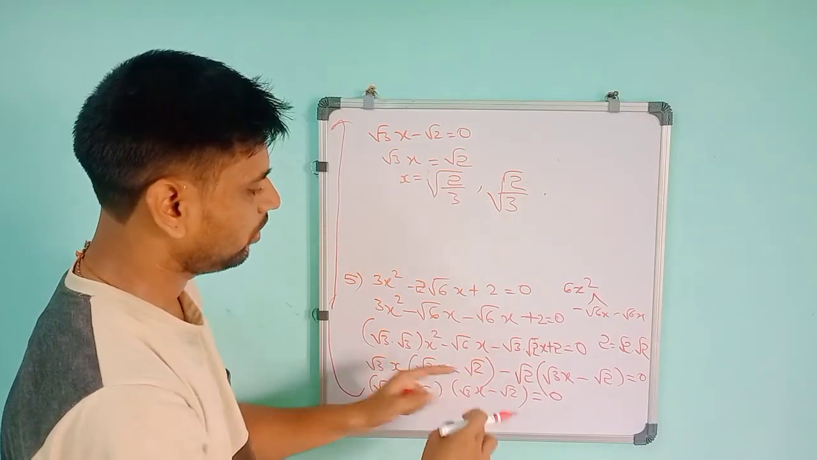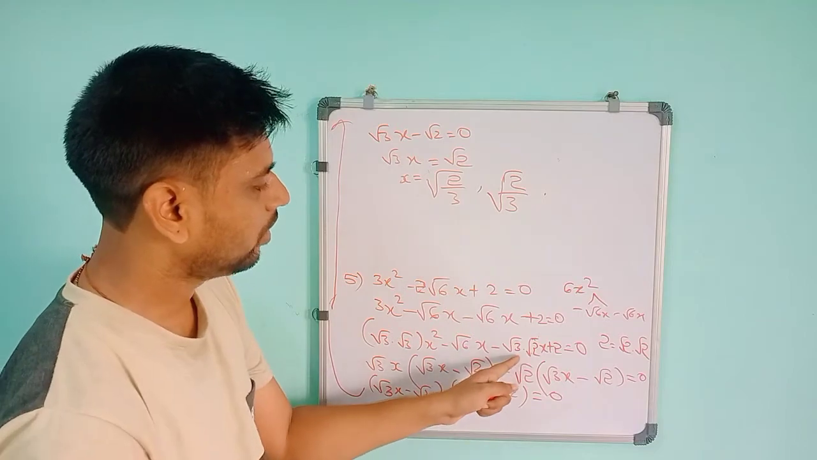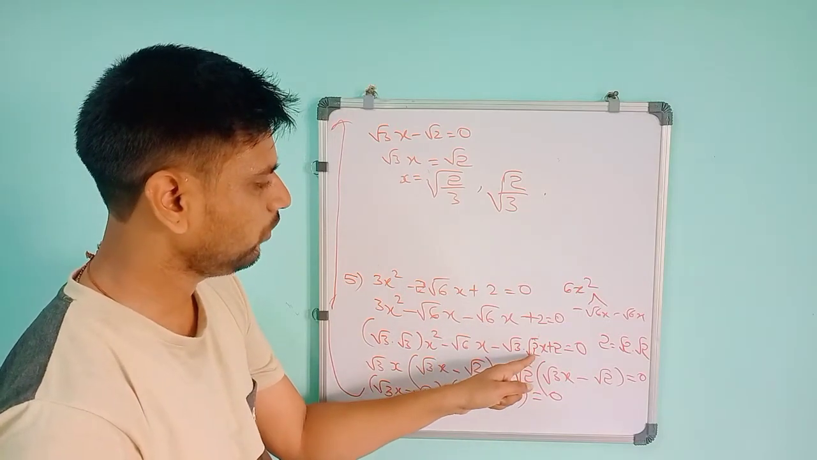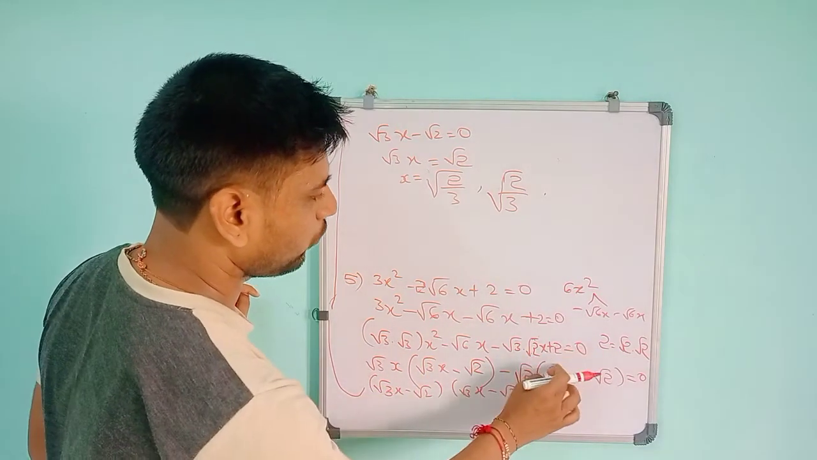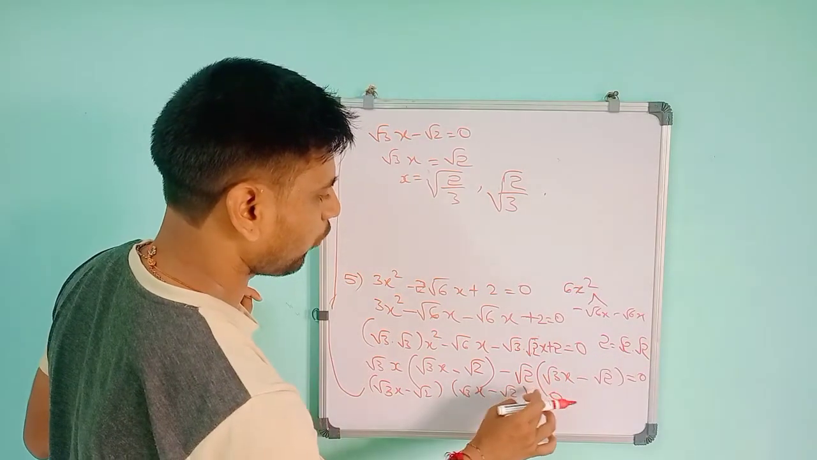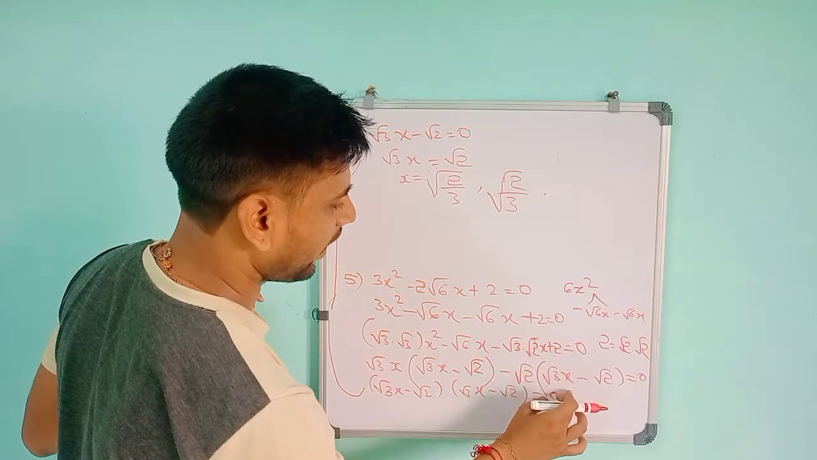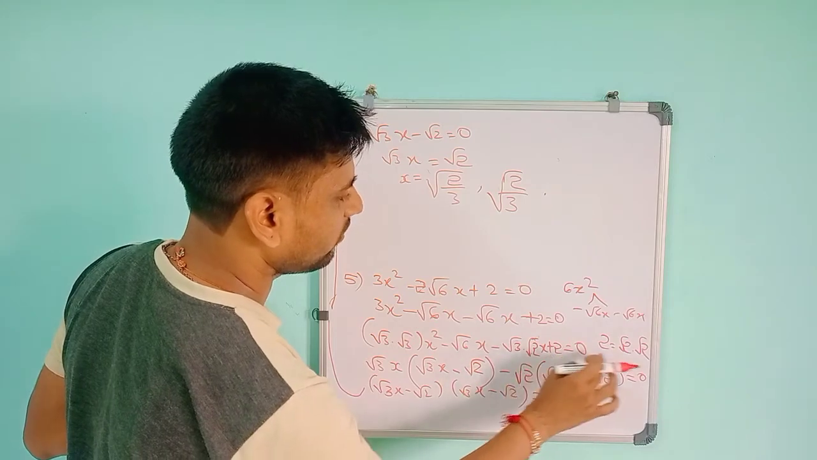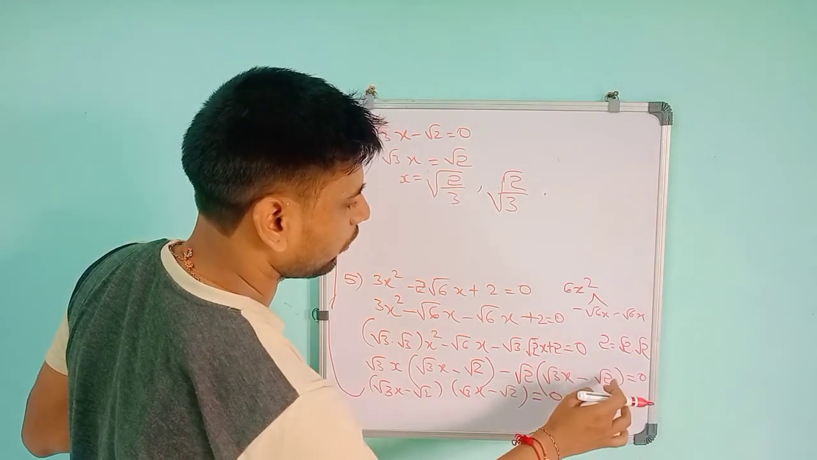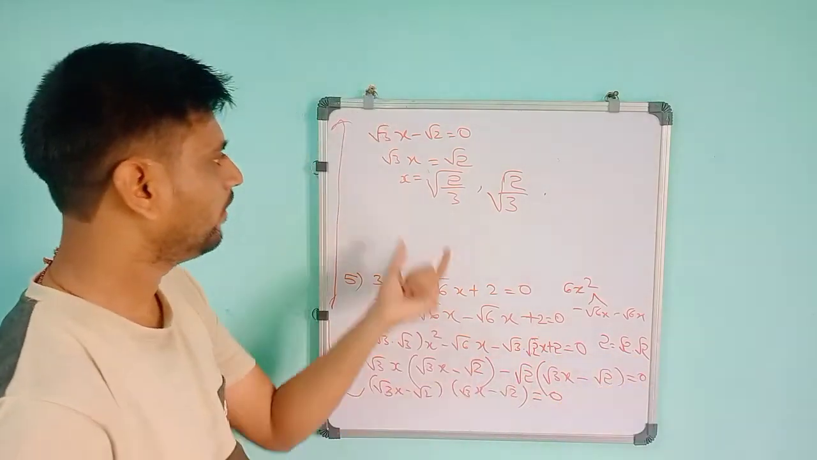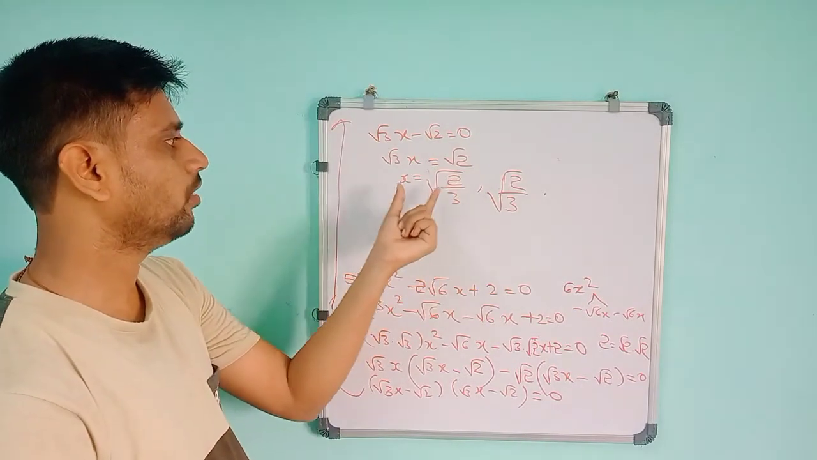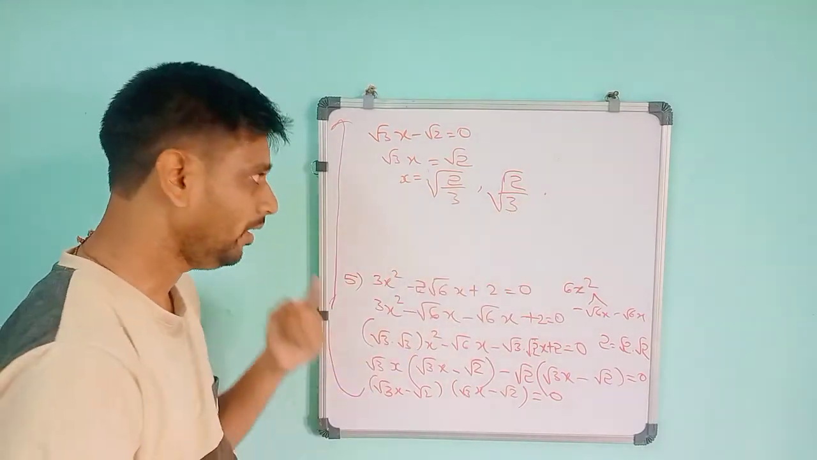So 3 into 2 is 6, so you have to make root 2. Then here we can write root 6 as root 3 into root 2, making this the same value. So 2 is root 2 into root 2. Then root 2 common, it is remaining root 3 into x minus root 2, and root 2 is always present. Then equating to 0, the value of x, or the roots, will be root 2 by 3 and root 2 by 3.